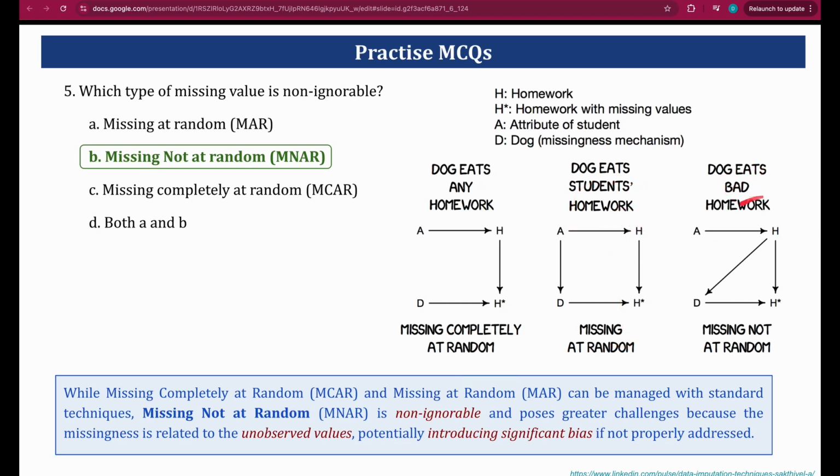Then comes dog eats bad homework, which means this is not at random because it has selected bad homework. The dog has decided which homework is bad and then eaten specifically the bad homework, which means that is not missing at random. So in such scenarios there could be possible reasons why some values are missing, so we need to handle them properly. We need to perform either pairwise deletions or deal with them properly. We cannot ignore them.